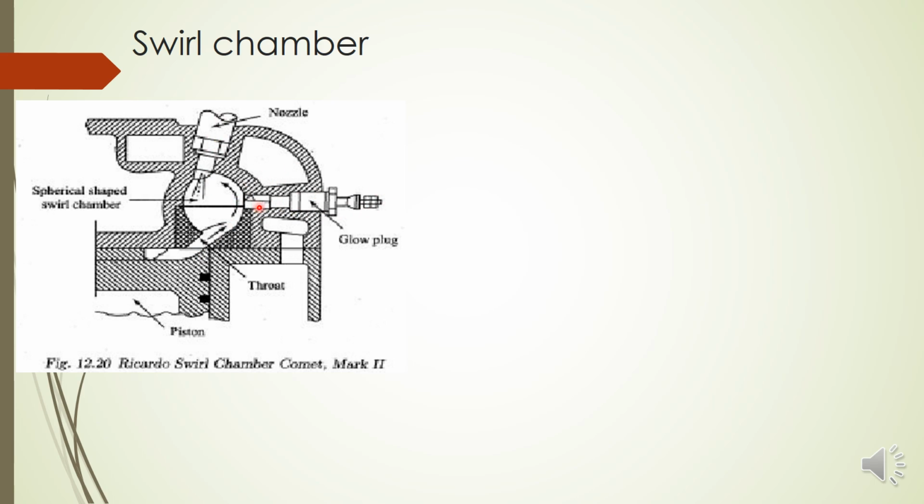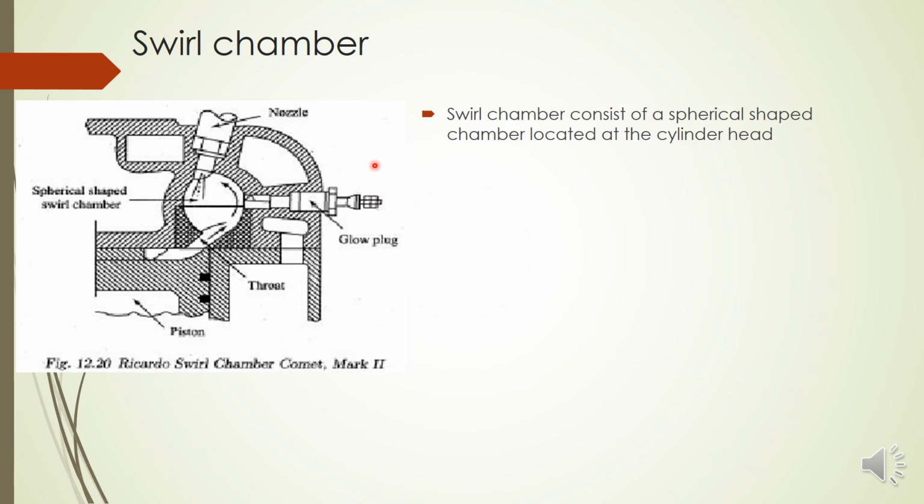What is the function of glow plug? Glow plug is used for preheating the air in cold starting conditions to avoid this cold starting trouble. If you want to preheat air, you can use this glow plug, which will act as a heater. So the swirl chamber consists of a spherical shaped chamber located at the cylinder head. This is that spherical shaped chamber. A throat connects the chamber to the main cylinder in a tangential direction. This is the throat which connects this chamber to the cylinder in a tangential direction.